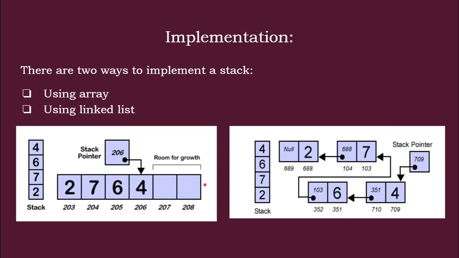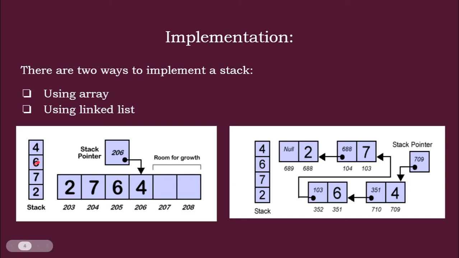So this is the room for growth, meaning we can keep on adding more and more elements to the stack using the push operation. And since it is a contiguous memory location, the next element is stored in position 205, the element 6. Next is 204, where the element stored is 7, and 203, where the element stored is 2. This is the array representation of how the stack is implemented.